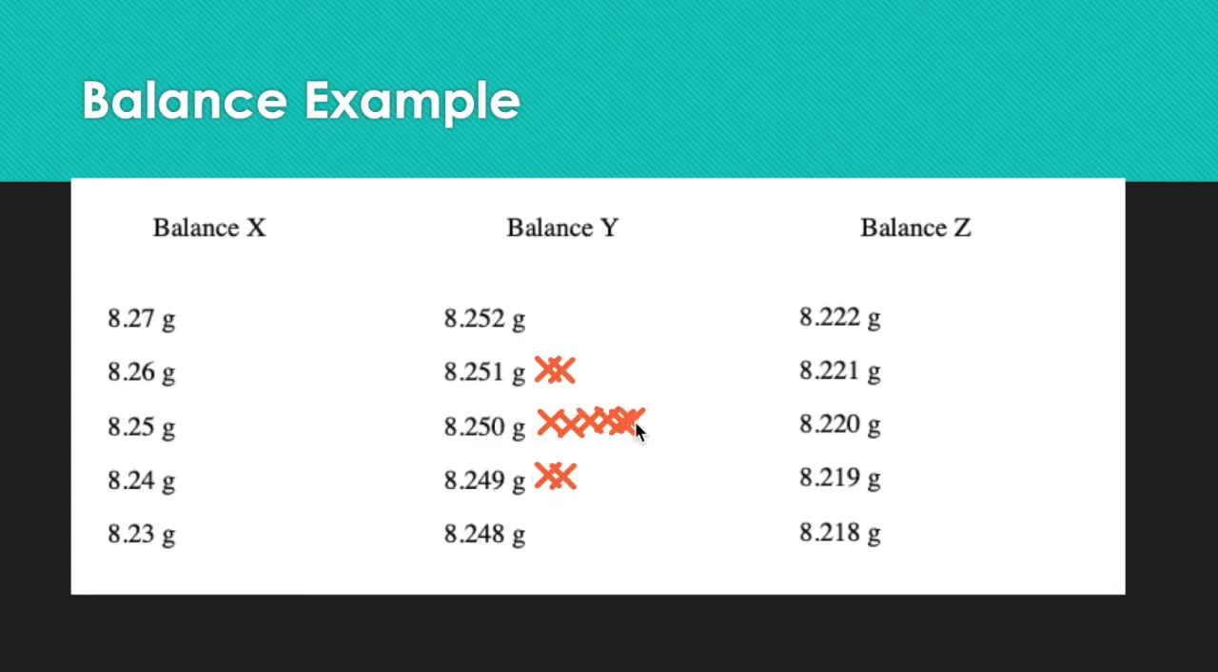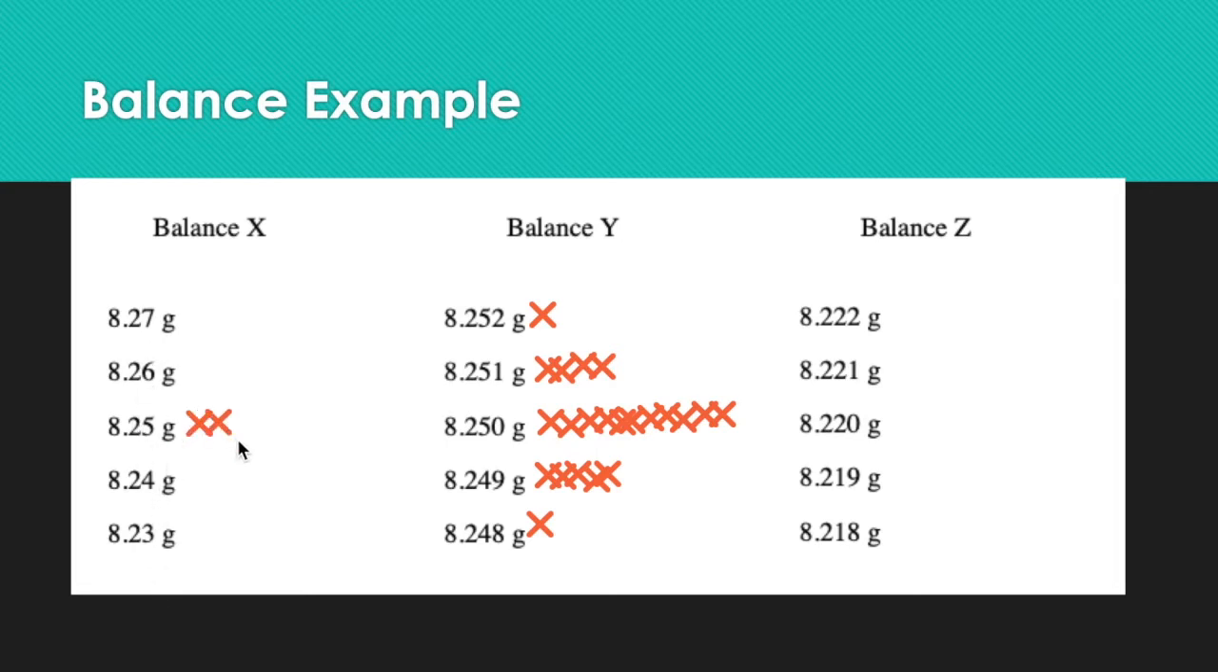So if you measure something a bunch of times, you're going to get a few that are a little bit off. Every once in a while you might even get one that's 0.002 off from what the true value should be. But this is a random error. We have some higher measurements, some lower measurements, and we have a range that's pretty much within 0.001 of the true value. So let's contrast this with a different balance.